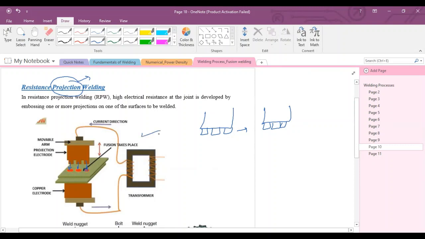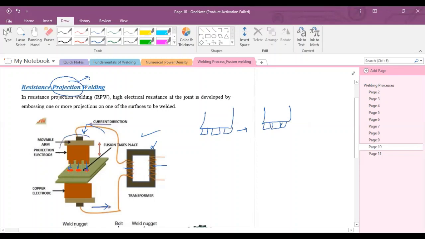And this is the same phenomenon which I have explained in the spot welding. This is the transformer. This is the secondary winding. This is the primary winding. Current flows in this direction. The electrode comes in contact with the base metal, and due to these projections, as you can see, there are three projections. Three spots are formed, and then current will go back into the transformer. This is the closed circuit. A closed circuit is formed during the welding.